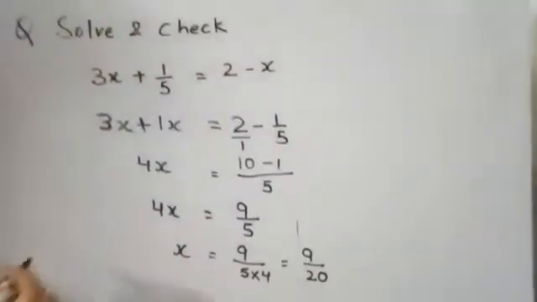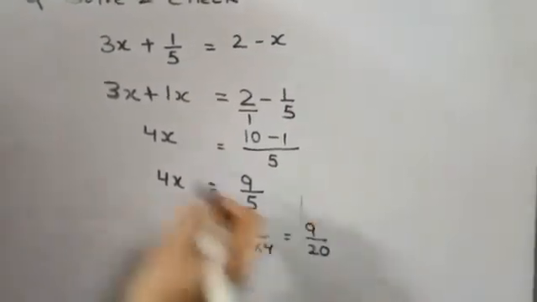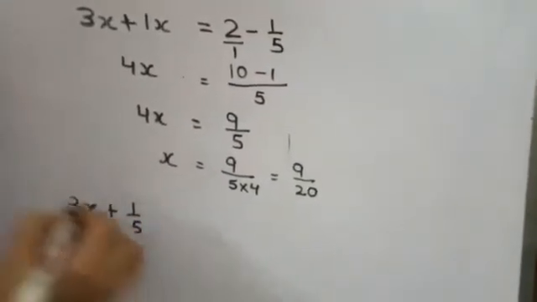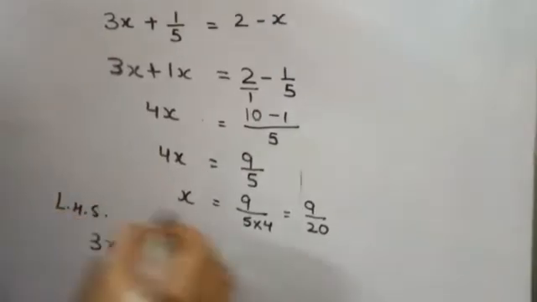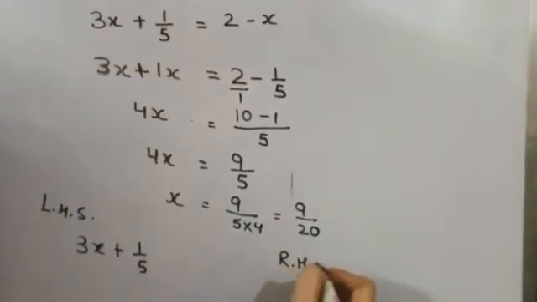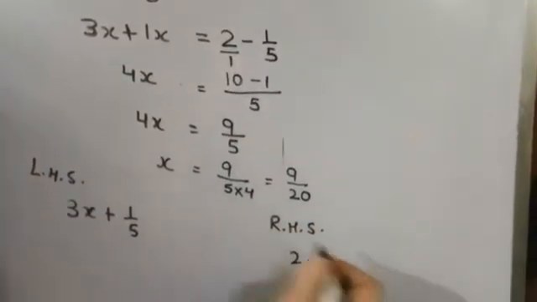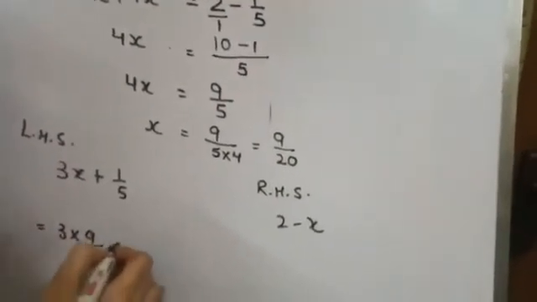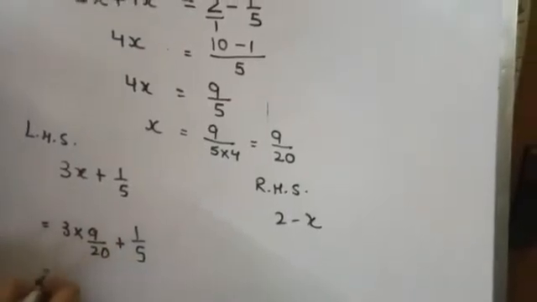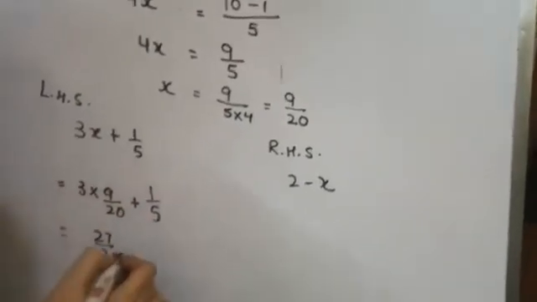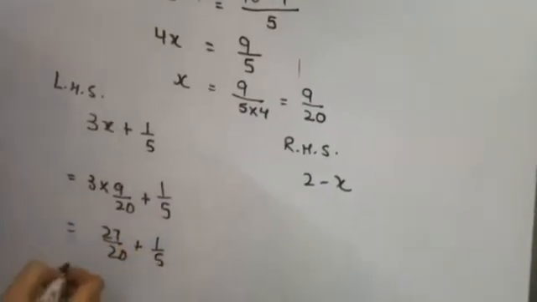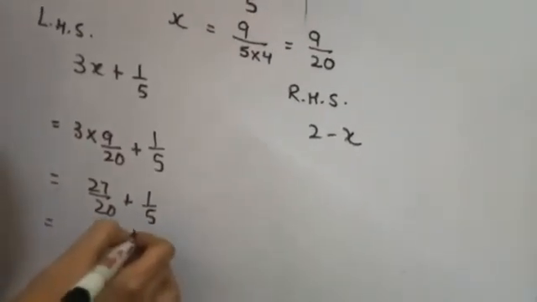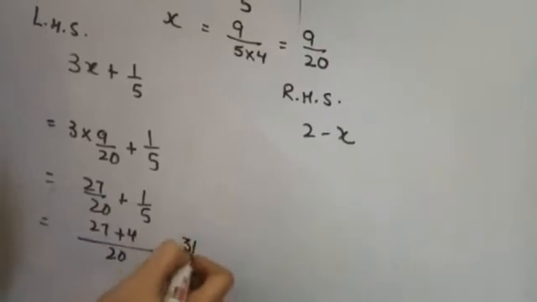Now we have to check. Check means to put the value in LHS and RHS. 3x plus 1 by 5 is the LHS. And the RHS part is 2 minus x. So I am going to put the value of x, 3 into 9 by 20 plus 1 by 5, 27 by 20 plus 1 by 5. After taking the LCM, the LCM is 20, 27 plus 4, 31 by 20.